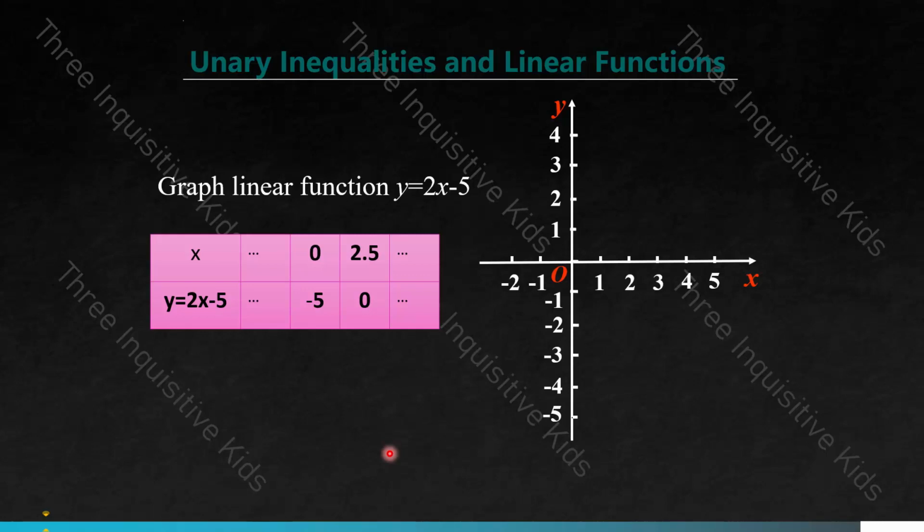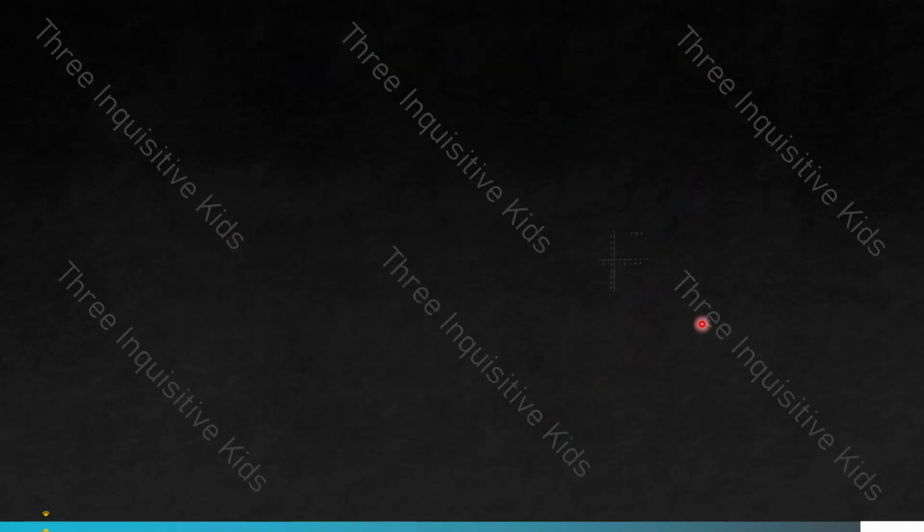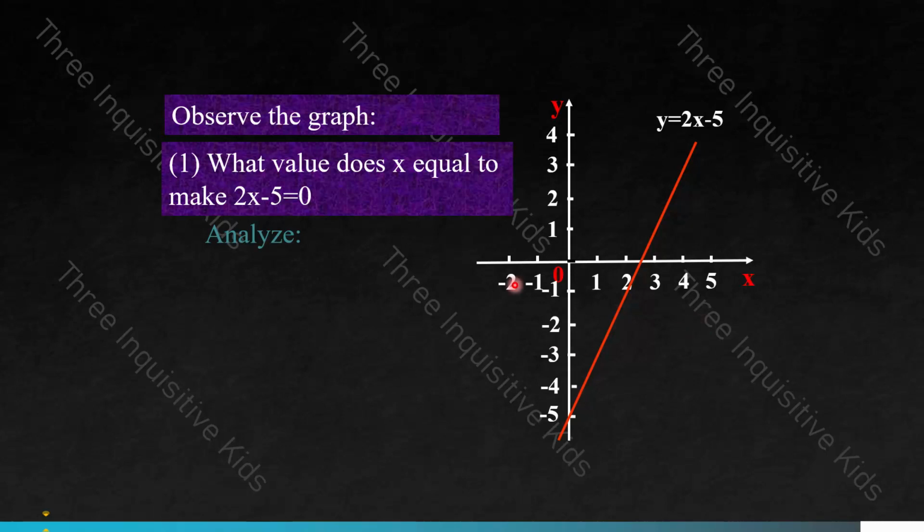Now since we only need 2 points to graph a function, these are the 2 points that we'll use. First we have 0, comma negative 5, and then we have 2.5, comma 0. After connecting them, we have the graph of the function y is equal to 2x minus 5. So right now we're just refreshing some skills from linear functions. Let's observe this graph and then answer the following questions.